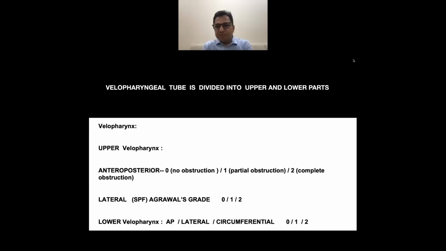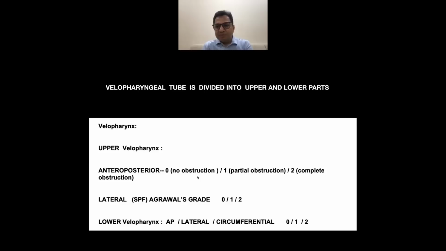Now, the velopharynx, according to our reporting system, is divided into upper and lower part. Upper velopharynx can collapse anterior-posteriorly, is very rare. It almost never collapses anterior-posteriorly unless it is a straightaway vertical palate. Lateral is common, which is salpingopharyngeal fold, which is again graded into Agrawal's classification of salpingopharyngeal fold, grade 0, 1, 2. There's a paper on that.